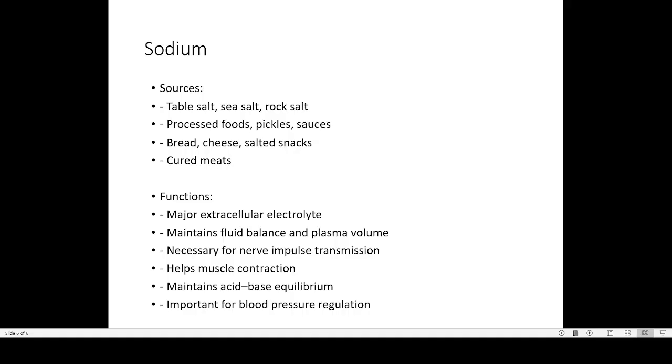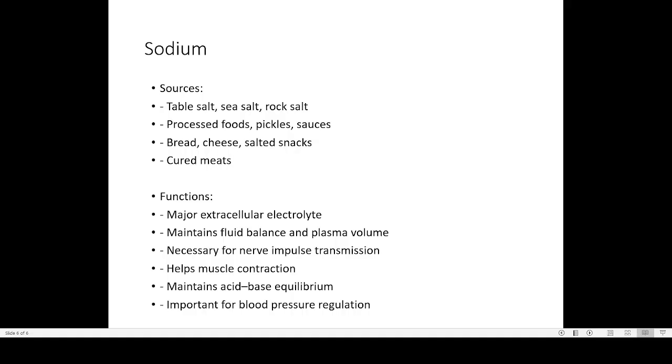Then it is necessary for nerve impulse transmission, as I have already said, because sodium and potassium are two important minerals for transport of nerve messages, and for muscle contraction. Also we need sodium for acid-base equilibrium. Another is blood pressure regulation. So these are some of the important functions of sodium. So sodium and potassium are mainly responsible for maintaining the blood pressure and also for acid-base balance and also for the smooth working of your nerves.